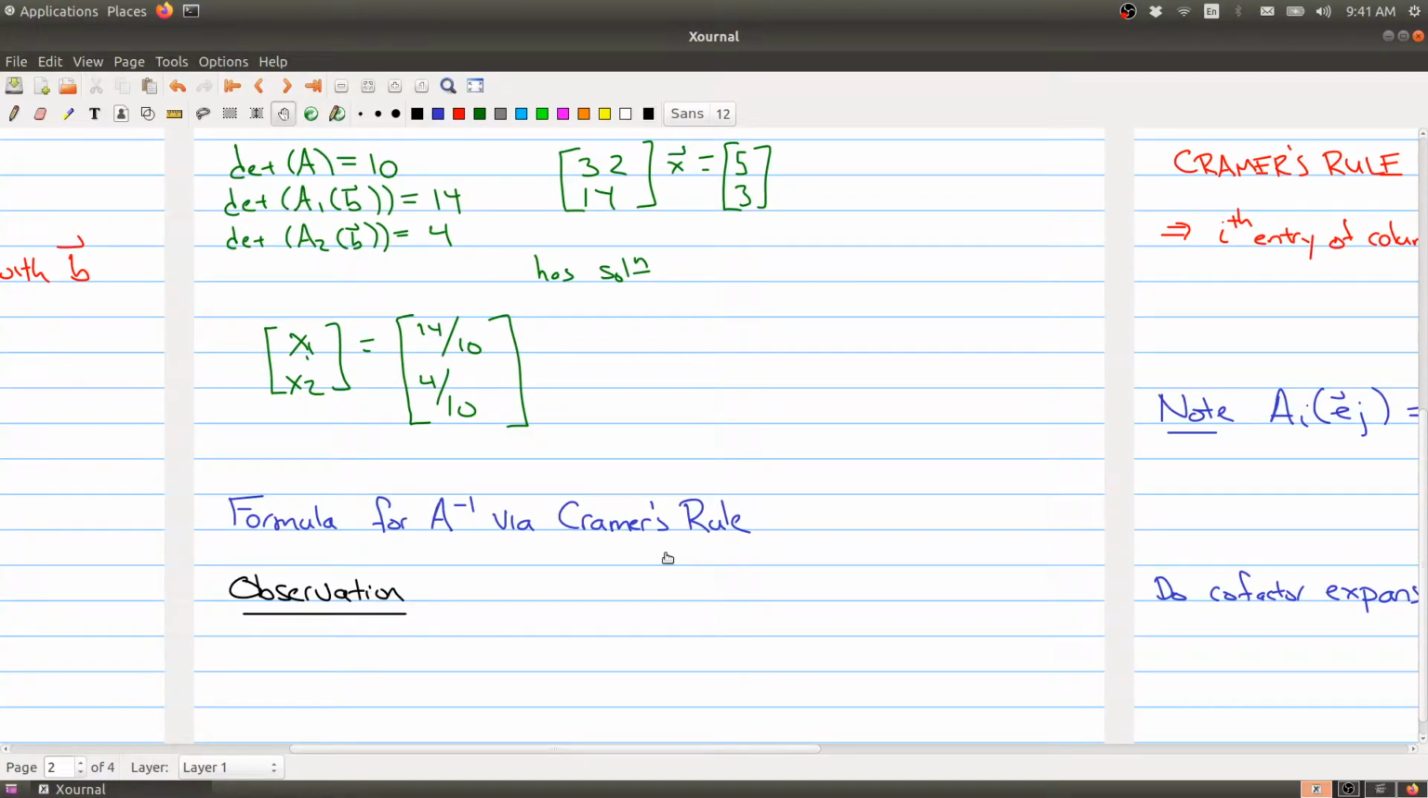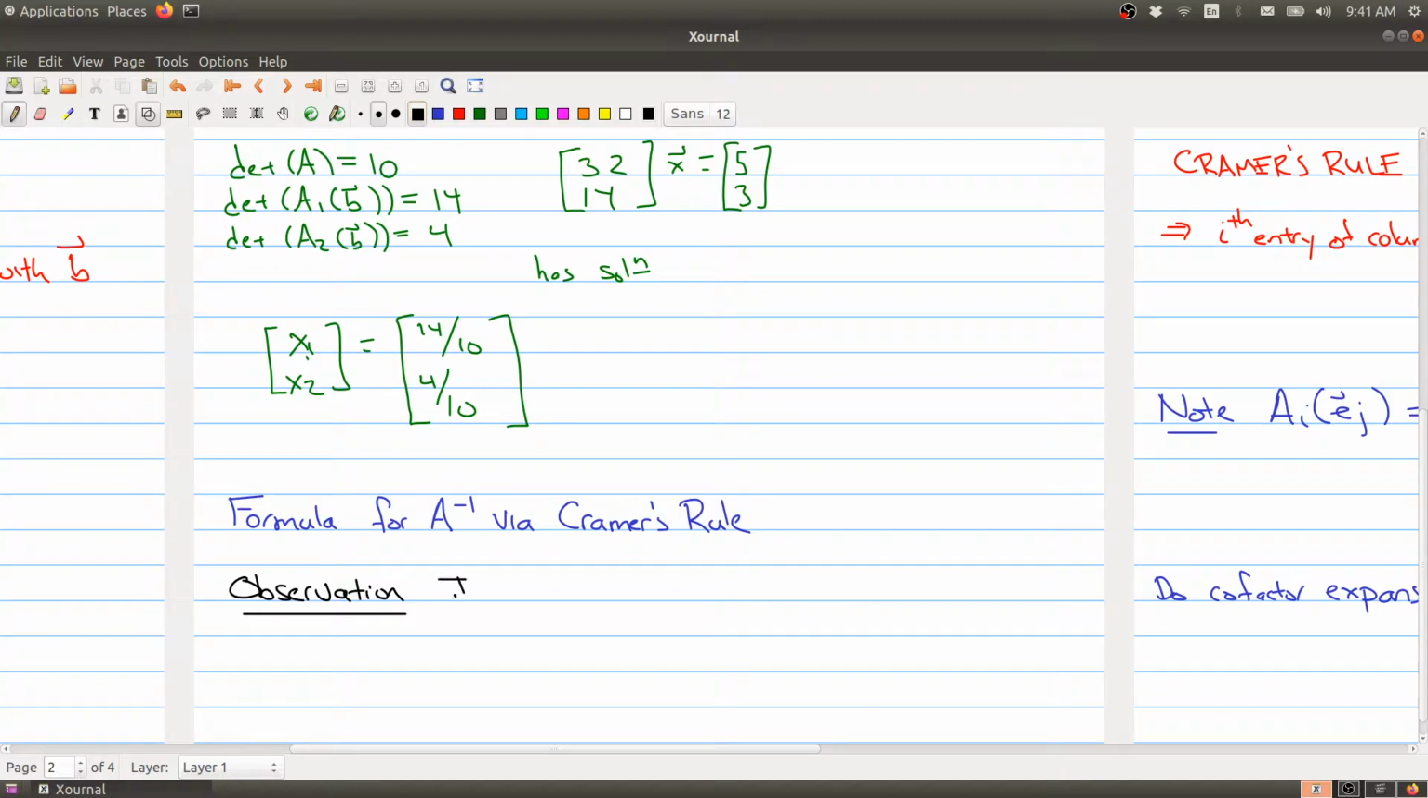Welcome back. At the end of the last part, I mentioned that Cramer's rule can be used to find the inverse of a matrix. What I want to walk you through during this part of the lecture is how this connection is made, and to come up with a new formula for finding the inverse of a matrix. So our starting point is the following observation.